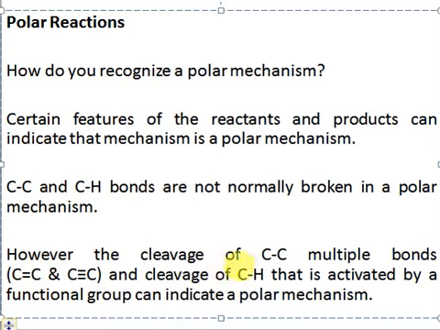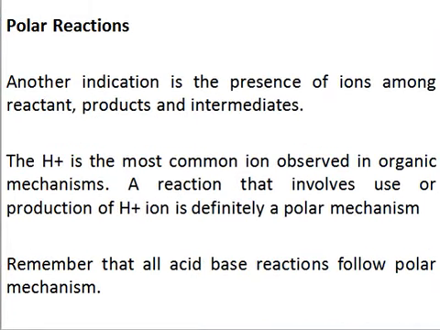So if a carbon-hydrogen bond is alpha to a carbonyl, then this carbon-hydrogen bond is polarized. If a CH bond is polarized, it can be broken. But if a CH bond is highly non-polar, then polar mechanism does not involve breakage of the bond. Another indication is the presence of ions. Whenever you see some ions either in the reactants or in the products, or ions being formed as an intermediate, right? You can simply say the reaction is a polar mechanism.